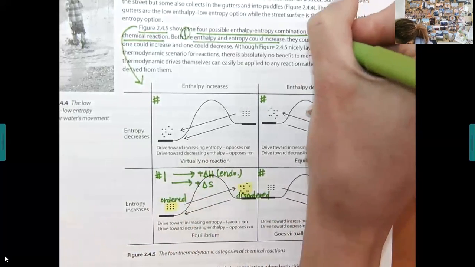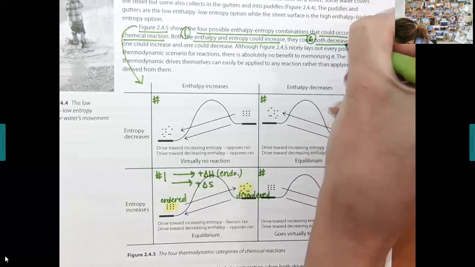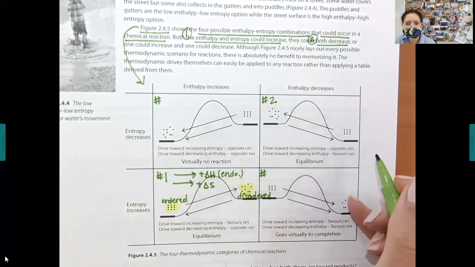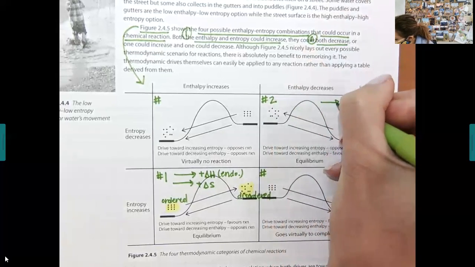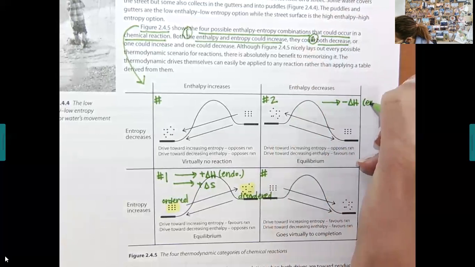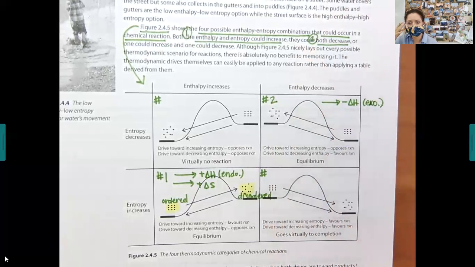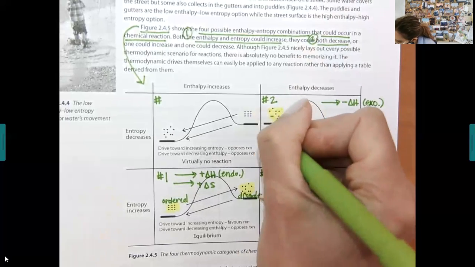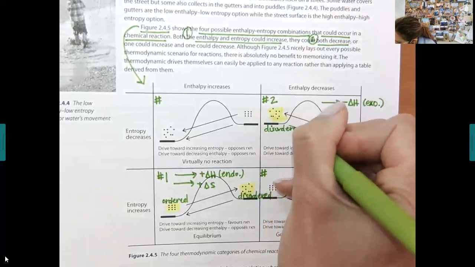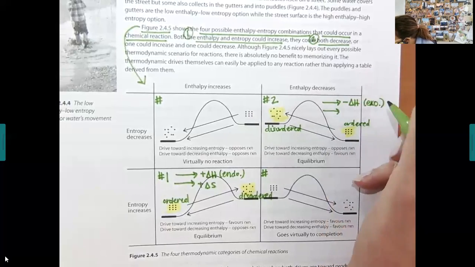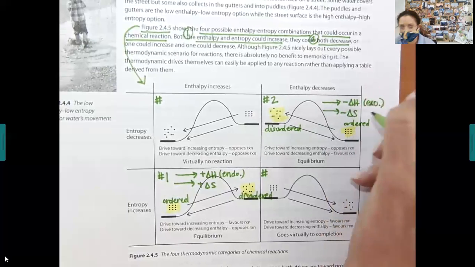Number 2, they could both decrease. So this is number 2 here. So as you go in this direction, we have a negative delta H, and this is an exothermic direction. That's why your delta H is negative. And then if you look at the particles here, this is where they are disordered, and this is where they are ordered. So in this direction, we have a decrease in entropy.